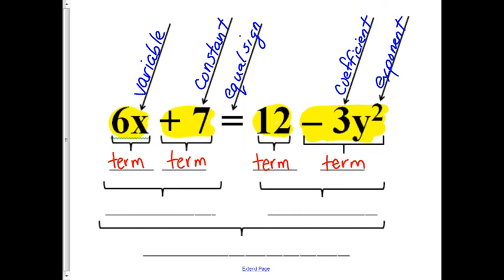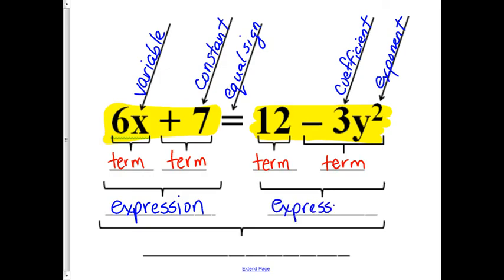When we look at the 6x plus 7 as a whole, those two terms together, in other words, everything to the left-hand side of the equal sign, that's going to be an expression. And then on the right-hand side, we're going to have another expression, 12 minus 3y squared. So those are both expressions. And then the whole thing, all of it together, completely together, is an equation.